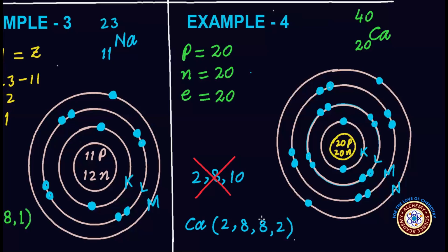Means first shell accommodates 2 electrons, second shell accommodates 8 electrons, third shell again accommodates 8 electrons, and the last 2 electrons, instead of arranging in the third shell, they arrange in the fourth shell, because this kind of arrangement gives extra stability to the atom.